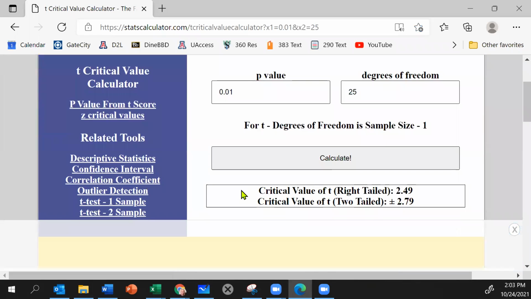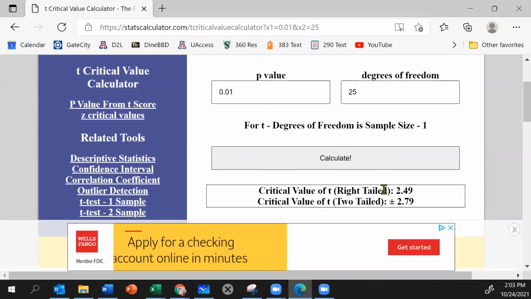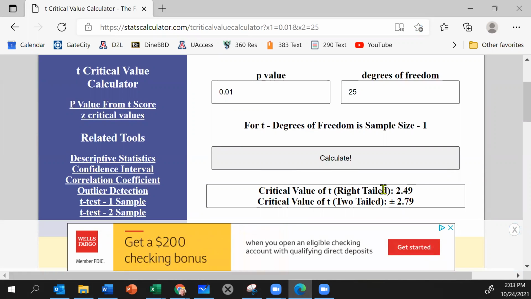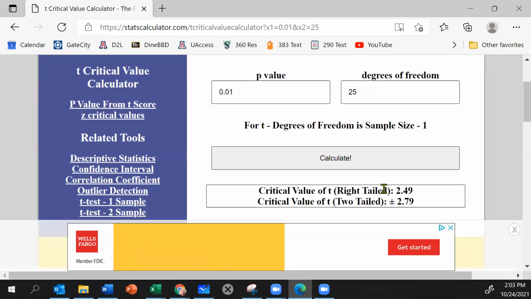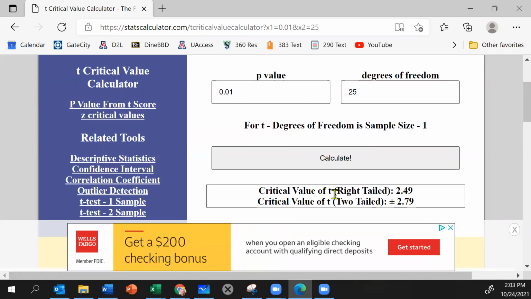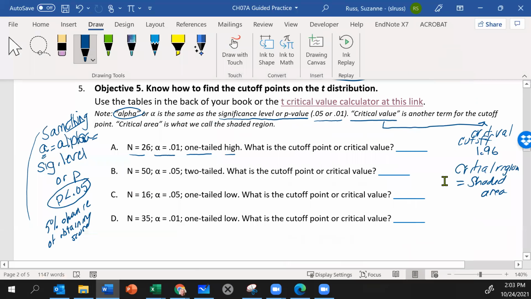It tells us the critical value of t, right-tailed. That means one-tailed high, because if it's one-tailed high, we're looking for that value on the right side of the distribution. The critical value or cutoff point in the one-tailed high is 2.49, which means that we are looking to have a t-score, which is sort of like a z-score, more than 2.5 standard deviations from a mean.